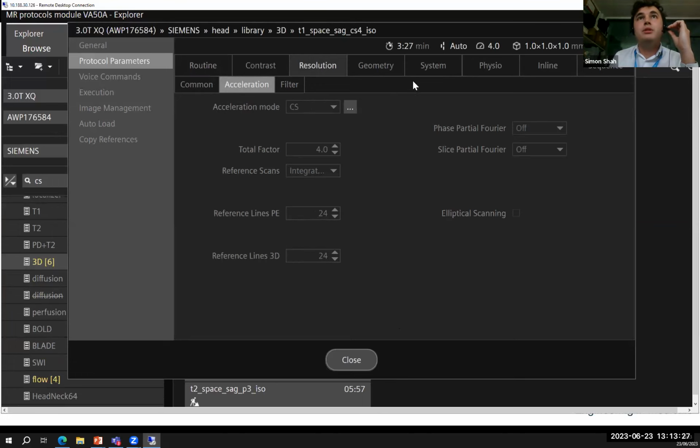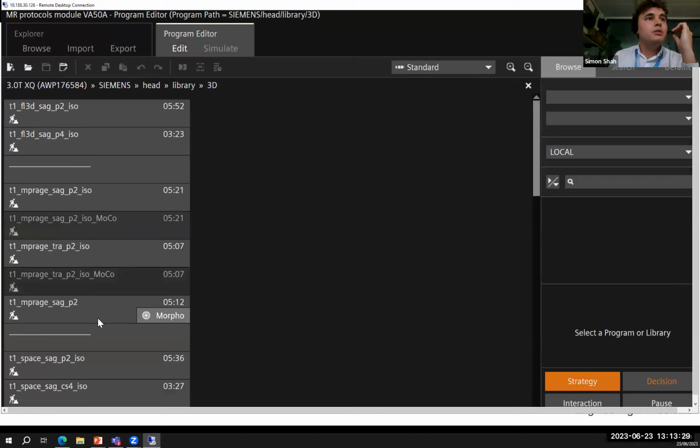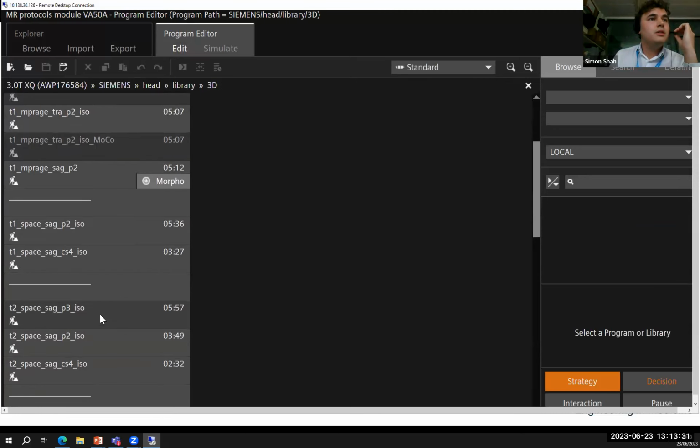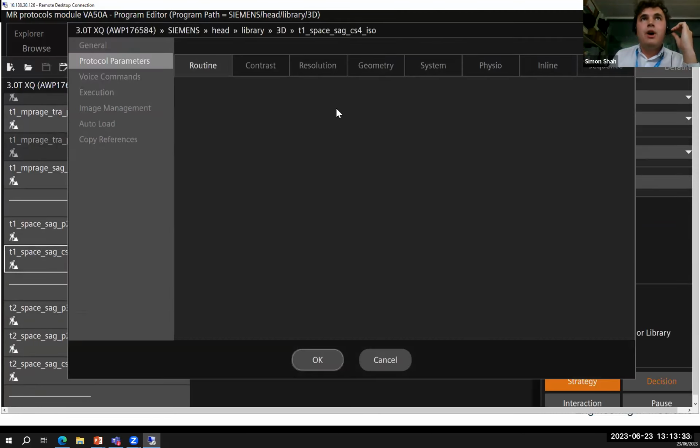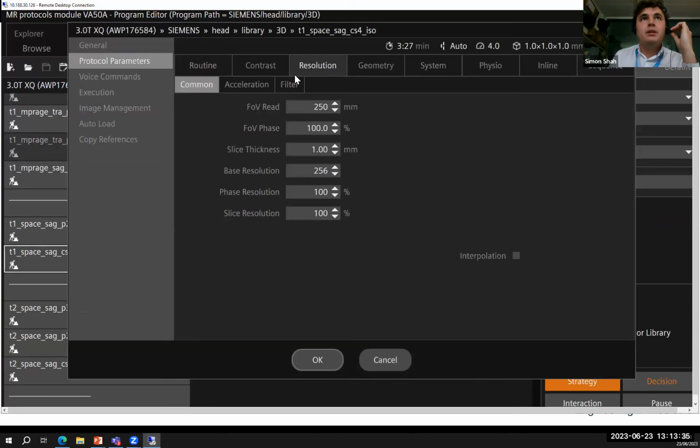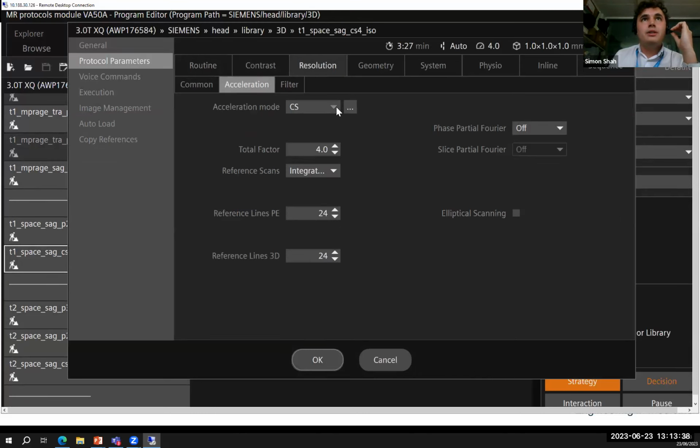So every time I do this on the scanner, I forget to go to edit mode. You can find the compressed sensing here, so under CS instead of GRAPPA, and you can choose your factor in terms of your denoising. So we can go up to 25, but as I showed you before, you've got to be careful going too high.